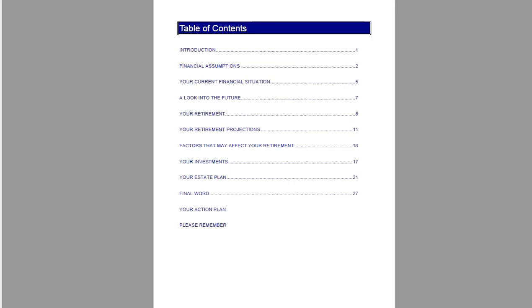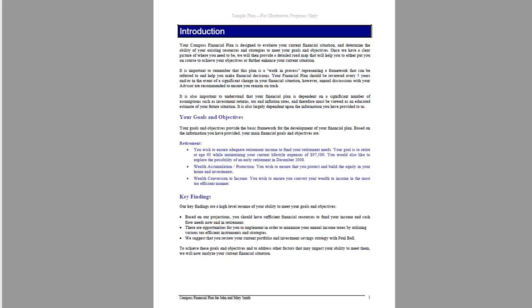We move into the table of contents. This plan is about 40 pages long. We're not going to go through it all, but you can see there's the introduction, financial assumptions, your current financial situation, a look into the future, retirement projections, factors that may affect retirement, your investments, your estate plan, a final word, and then your action plan.